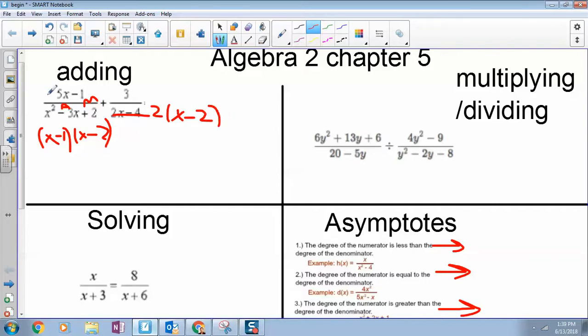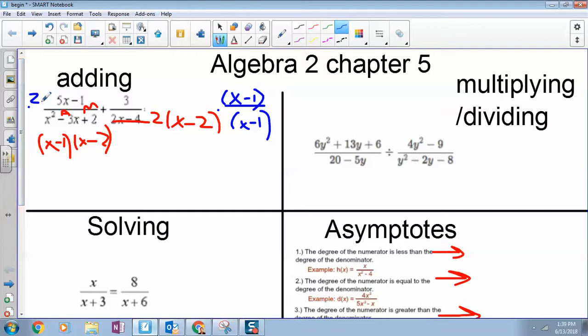Alright, so from here, all you have to do is think. What is this side missing? This side is missing an x minus 1. So we would multiply both sides by x minus 1 over x minus 1, just like we talked about with the fractions. And then the other side is missing a 2. So we'd multiply by 2 over 2.